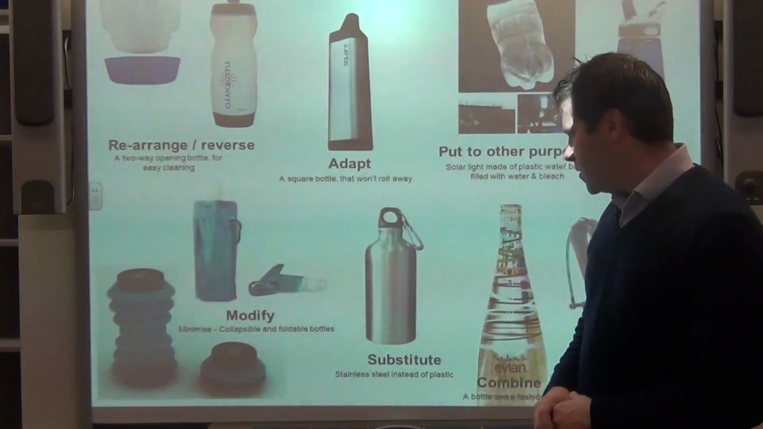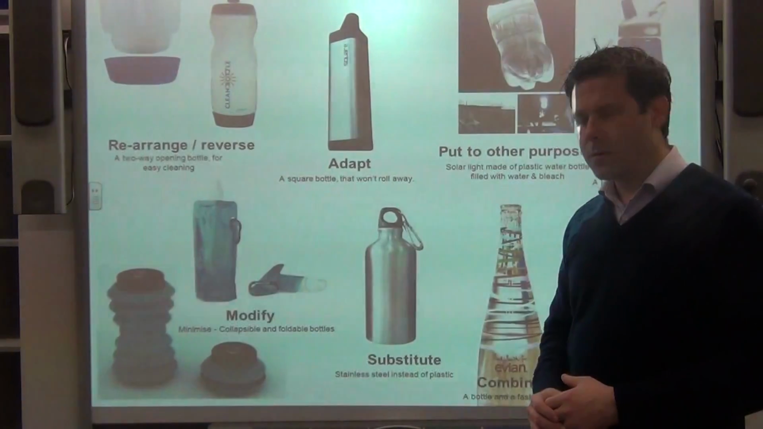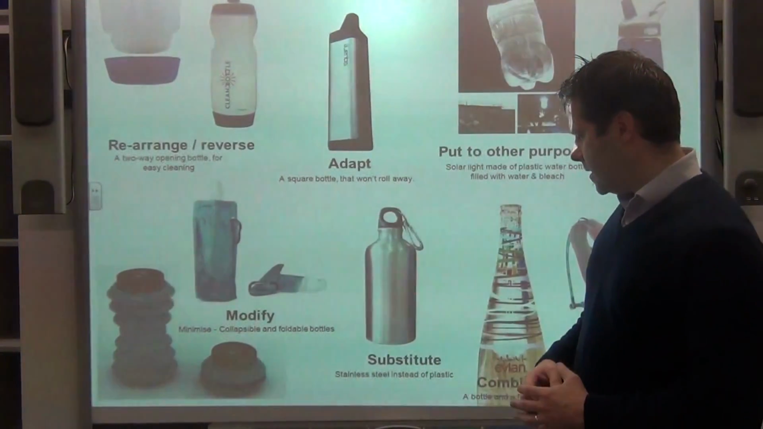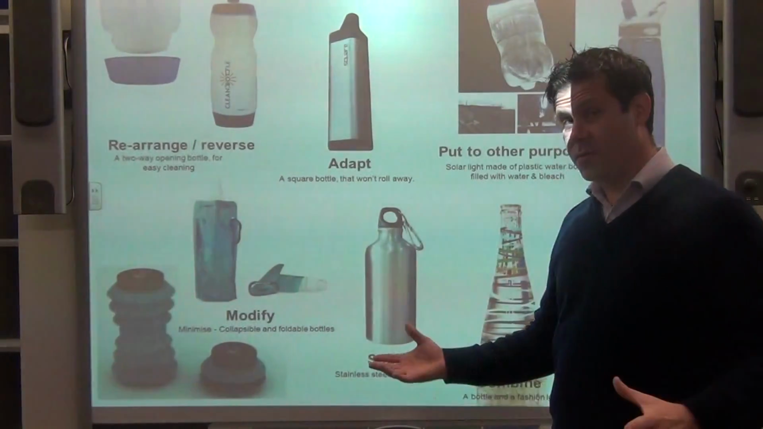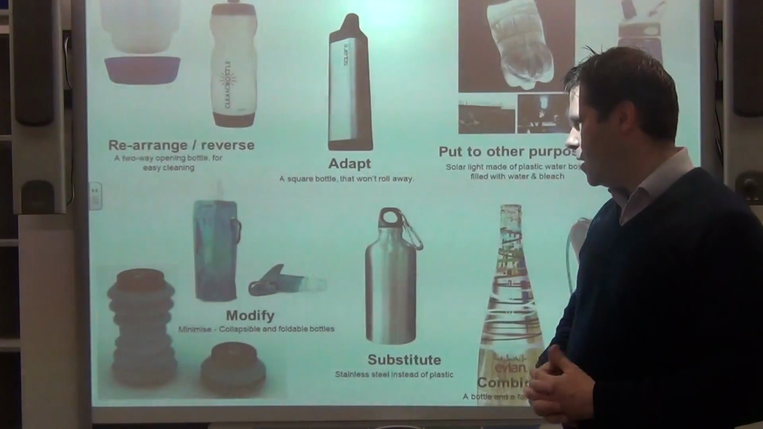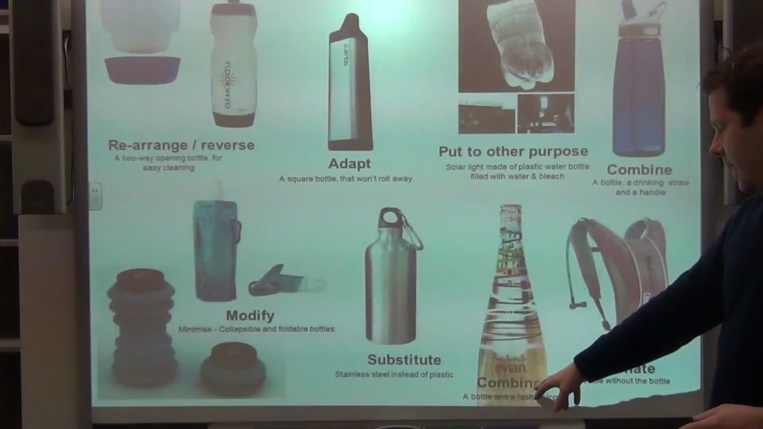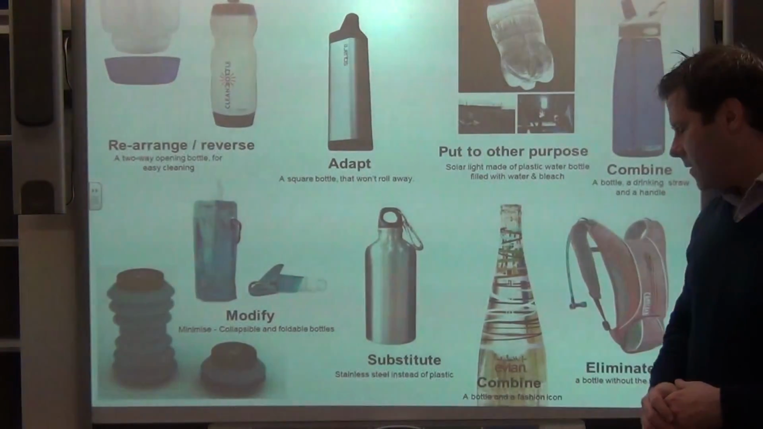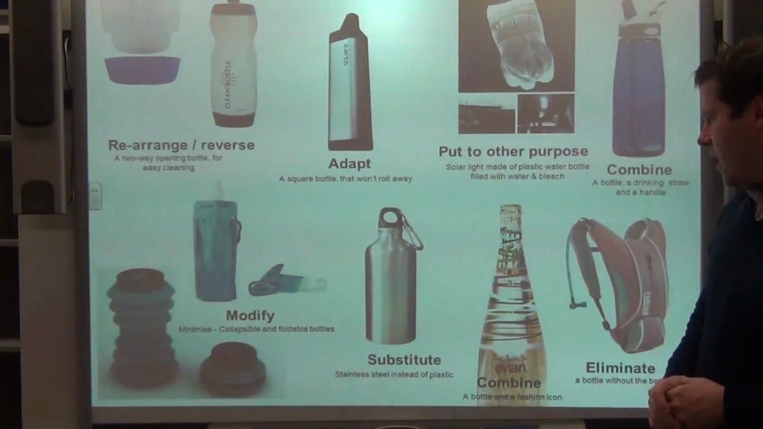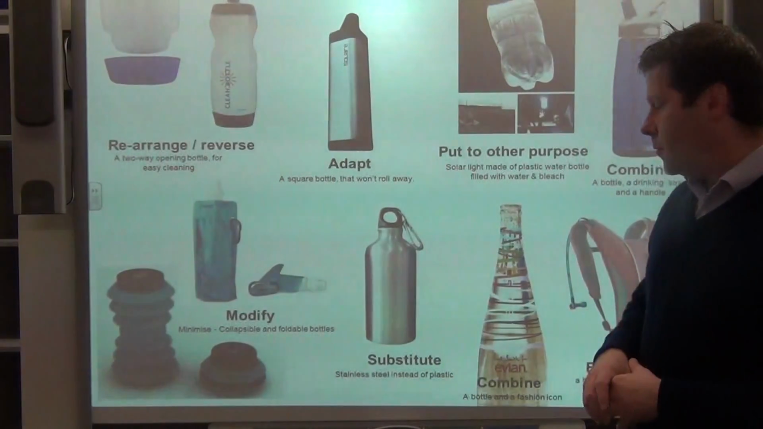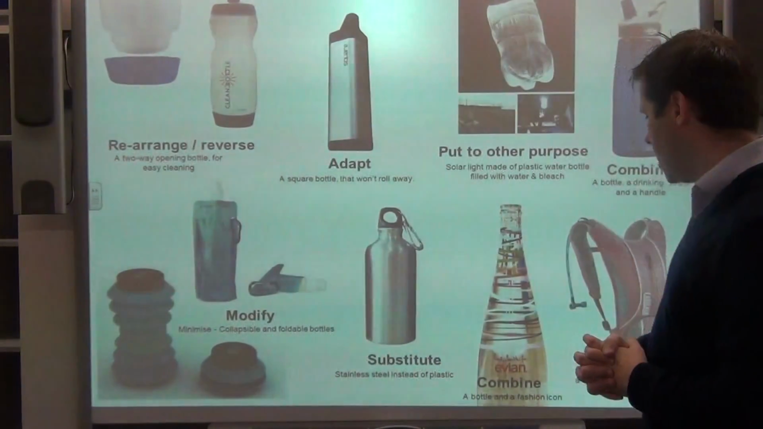Substitute. So in this case, taking away the material, the polyethylene terephthalate or low density polyethylene, and replacing it with stainless steel instead, but that will increase the life cycle certainly, because it would be far more reusable, far more valuable to keep around. Combining, in this example we've combined the Evian water bottle with the Paul Smith brand just to probably increase the value of the water bottle, but also broaden its target market.